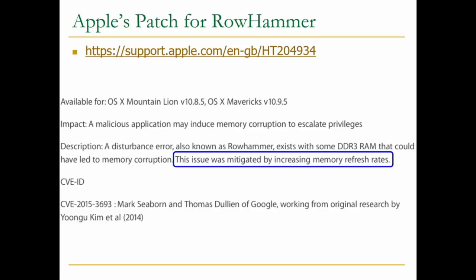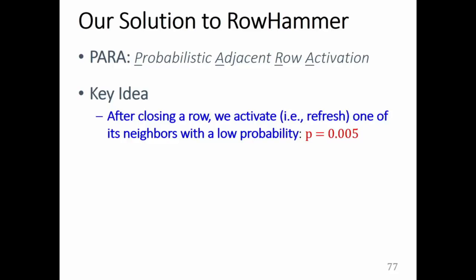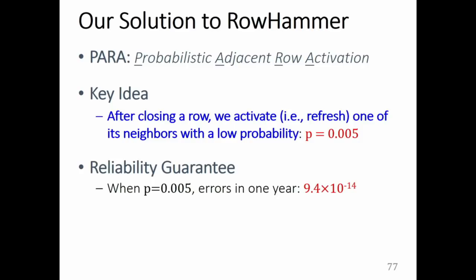Of course, the downside is we actually don't want to increase the refresh rates. In real systems, we want to get rid of refresh as much as possible. If you increase the refresh rates, you're increasing the performance impact and also power impact. So our solution was more probabilistic. We called it the probabilistic adjacent row activation. The idea is after you close a row, you activate one of the neighbors or both of the neighbors with very low probability. And this gives you a reliability guarantee that's better than the reliability guarantee that you have for hard disks today. So this is pretty strong.